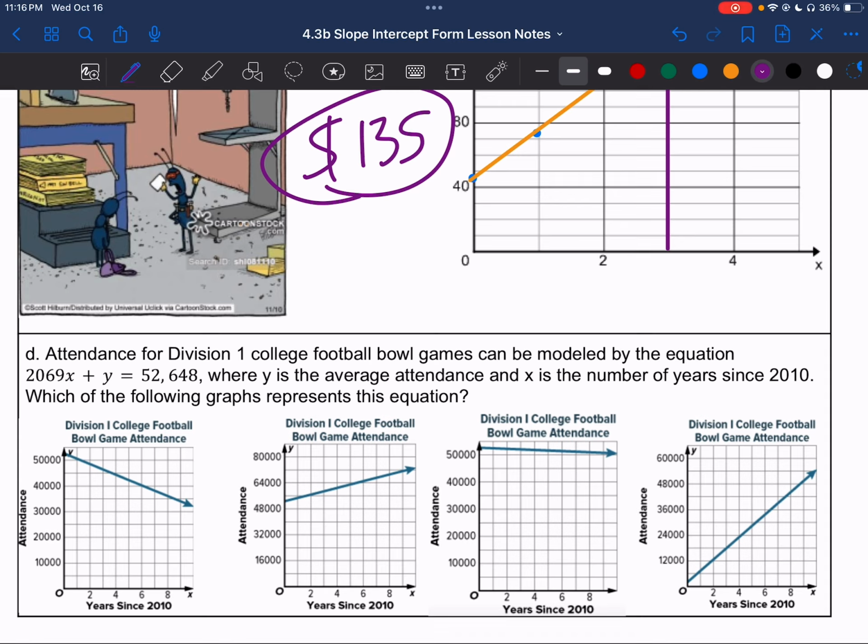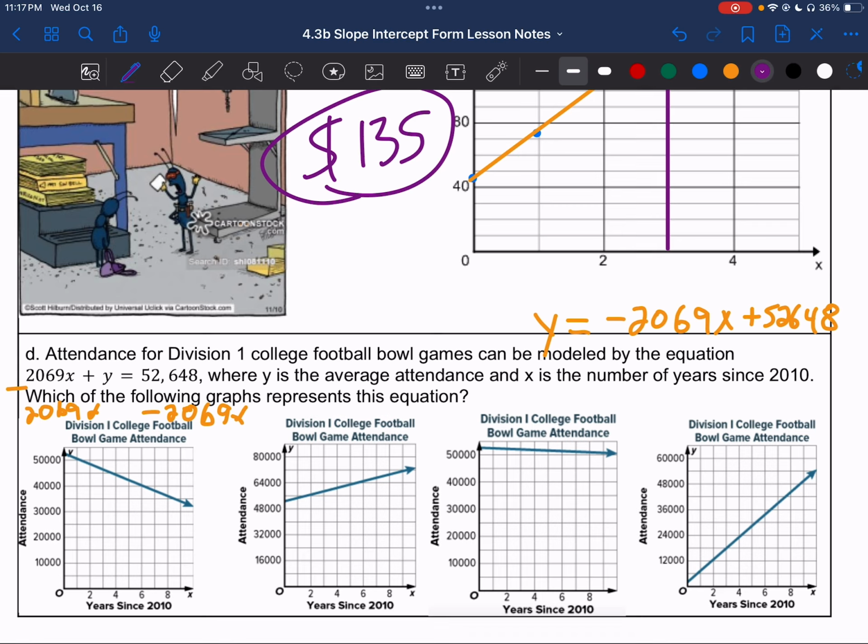So the first thing we need to do, let's put that equation into slope-intercept form, right? And in order to do that, I'm going to subtract the 2069x from both sides. And so I get that this equation is going to be y is equal to negative 2069x plus 52,648. Now, if I'm looking at these graphs, I want to try to figure out what I can eliminate right away.